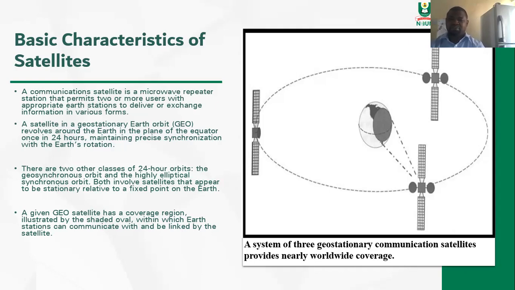If you look at the figure, the image there, you will see a round shape in the middle, just close to the Earth. You see an oval shaded portion there, within which the Earth stations can communicate with and be linked by the satellite. Then the satellites are in orbit revolving around the Earth. A system of 3 geostationary communication satellites provides nearly worldwide coverage, right? Let's proceed.